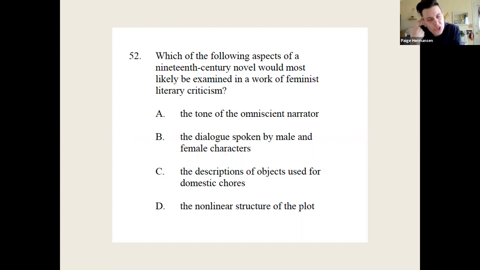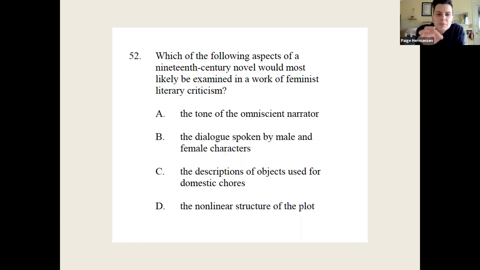And I could see actually with answer option C, the domestic chores response, this is also a distractor because it's related to the subject matter at hand, right? Through much of history, women have been tasked with domestic labor. And someone who's interested in that kind of criticism might look at that kind of thing, but look at the stem of the question.